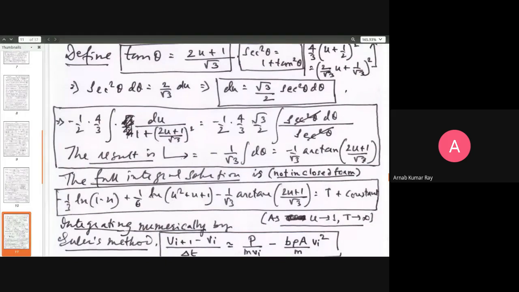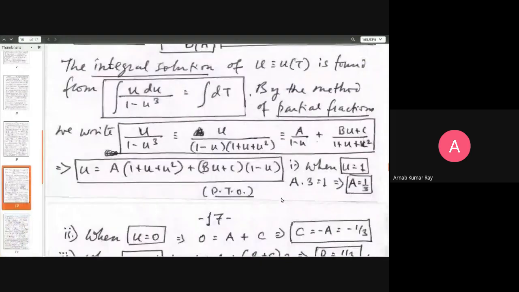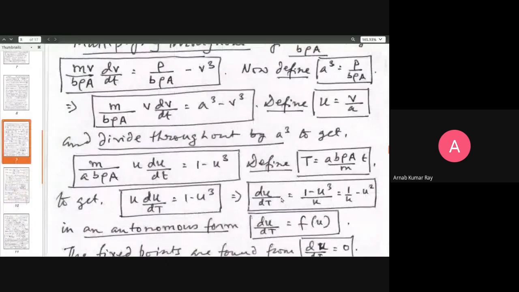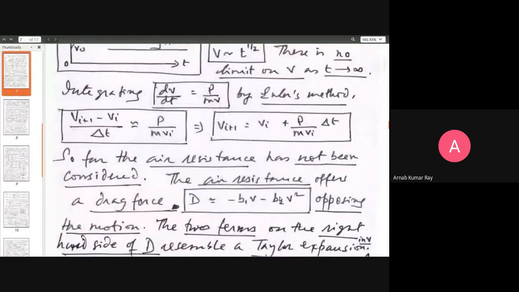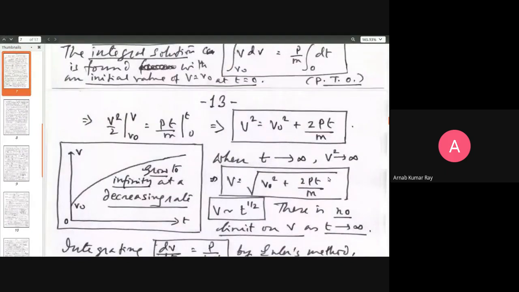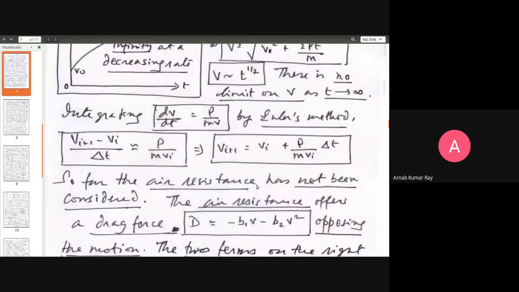All the 6 and 3, all those business will be there. Fine, that's all right, but the arctan part. So when I say write an integral solution in closed form, this is an integral solution in closed form: v as a function of t. Without air drag, you're still able to do that. With air drag, accounting for air drag, you'll not be able to get v as a function of t.